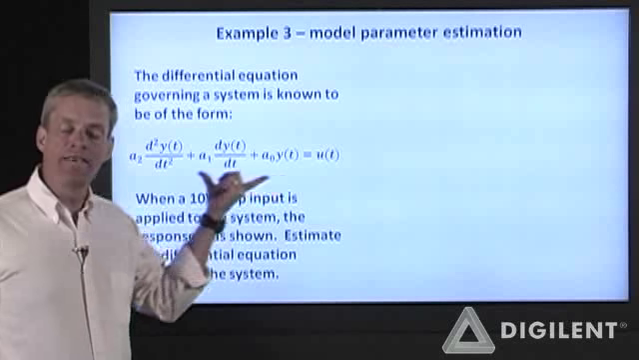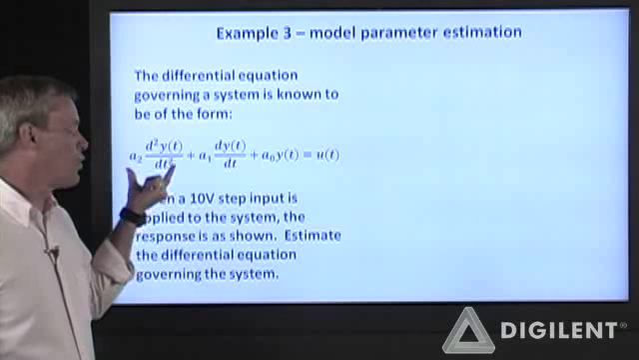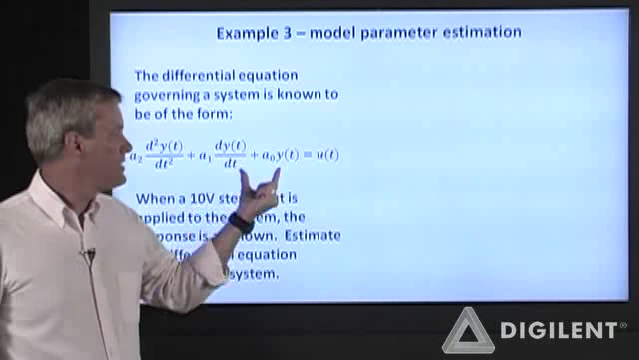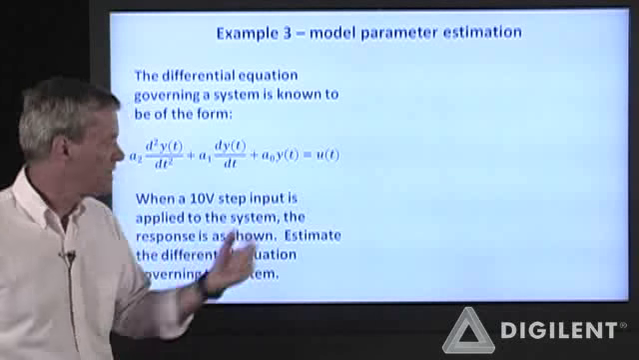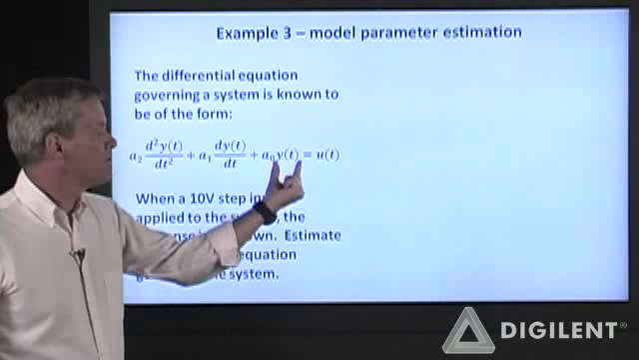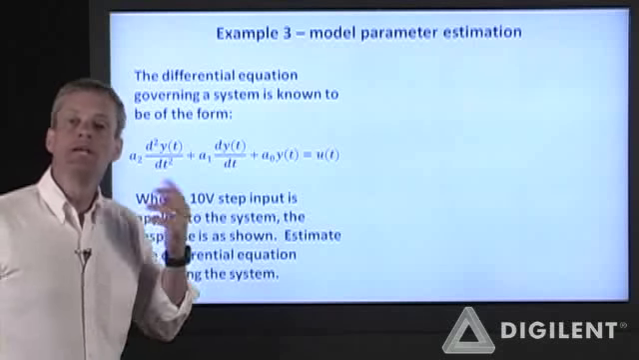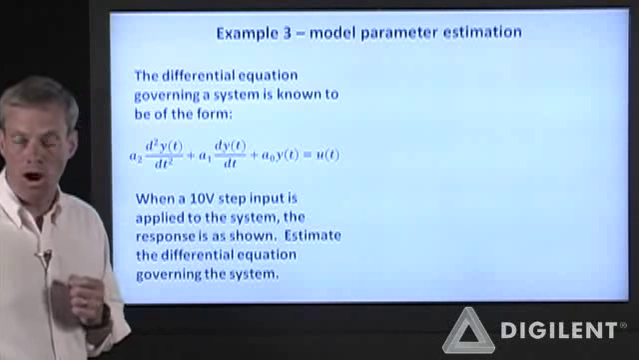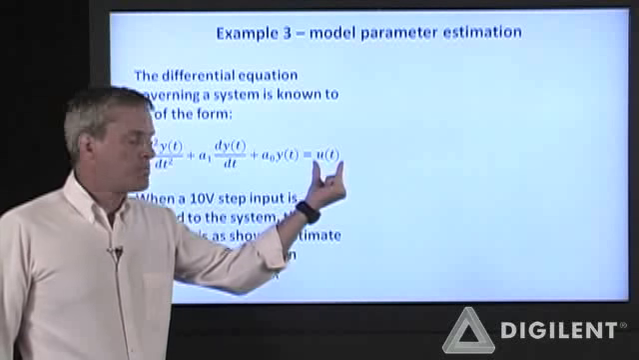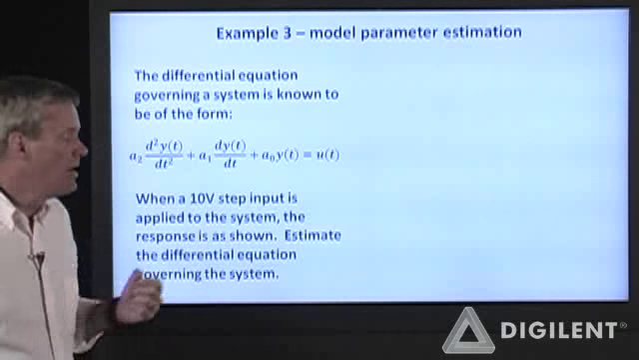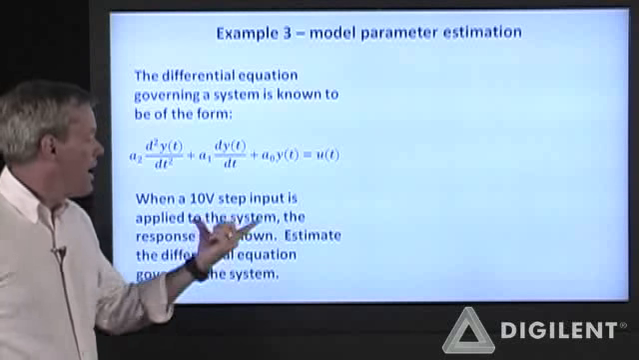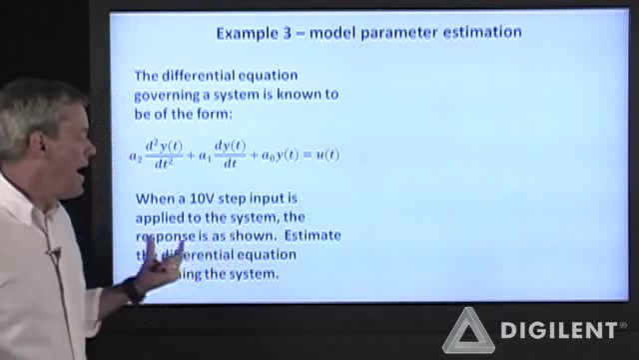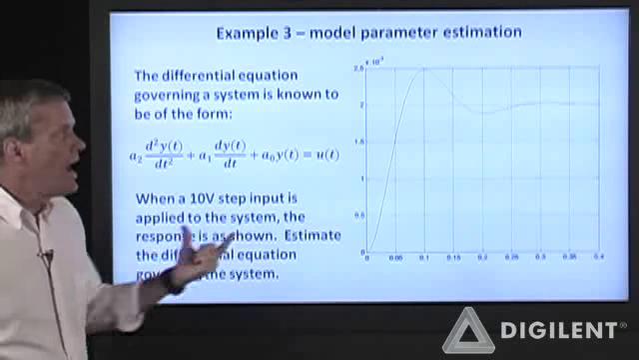I don't know anything about that system other than it is of the form a2 d squared y dt squared plus a1 dy dt plus a0 y is equal to u of t, where u of t is the input to my system, y of t is the output for my system. Specifically, I don't know what the constants a2, a1, and a0 are. What I can do is provide an input to my system. My input happens to be a voltage.